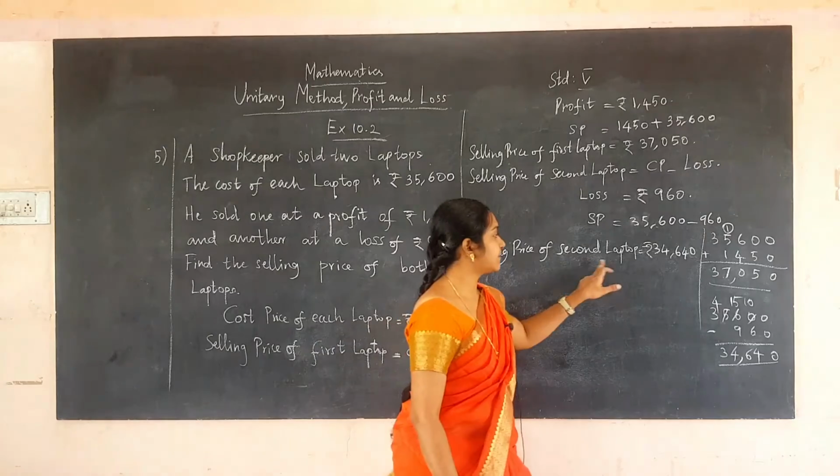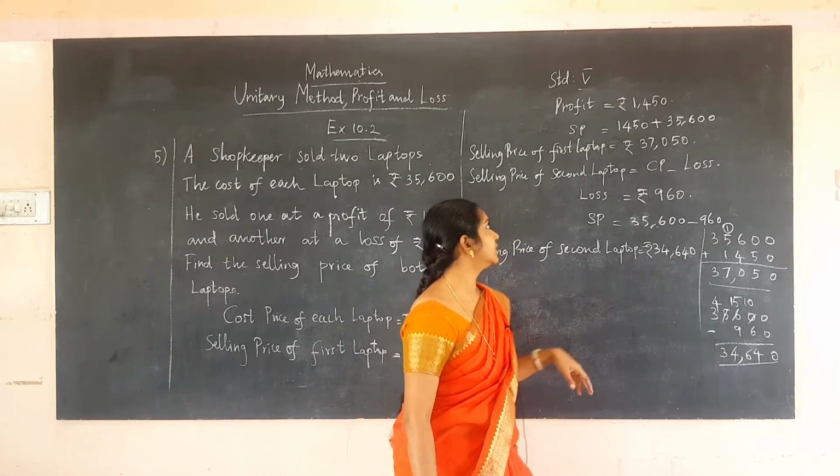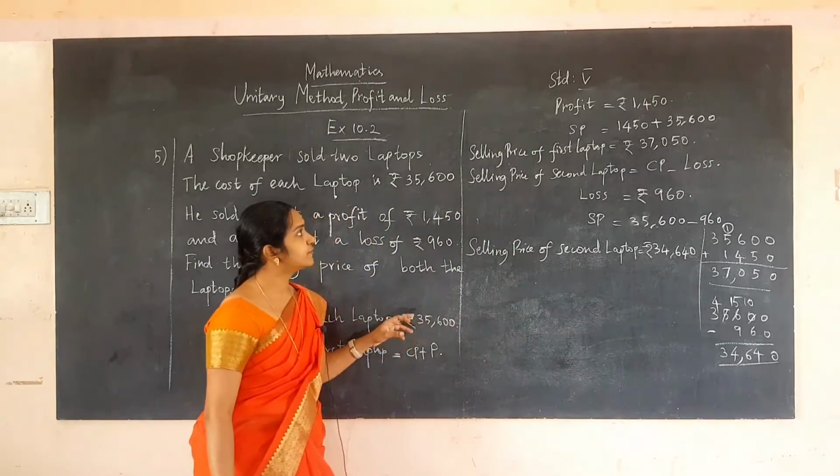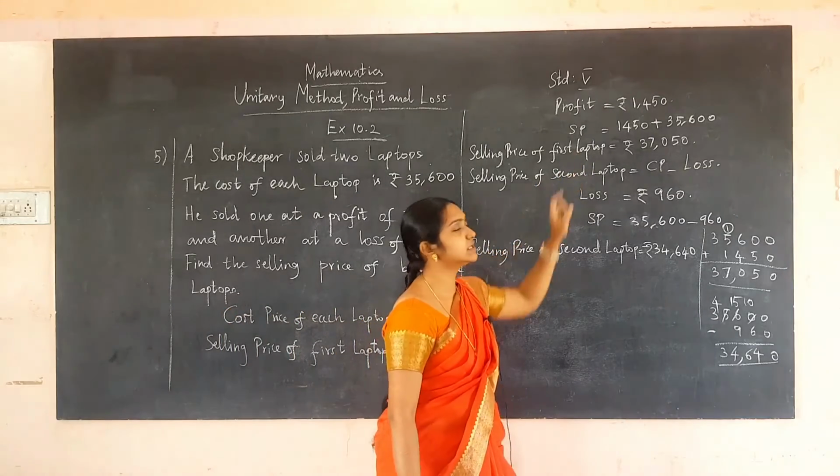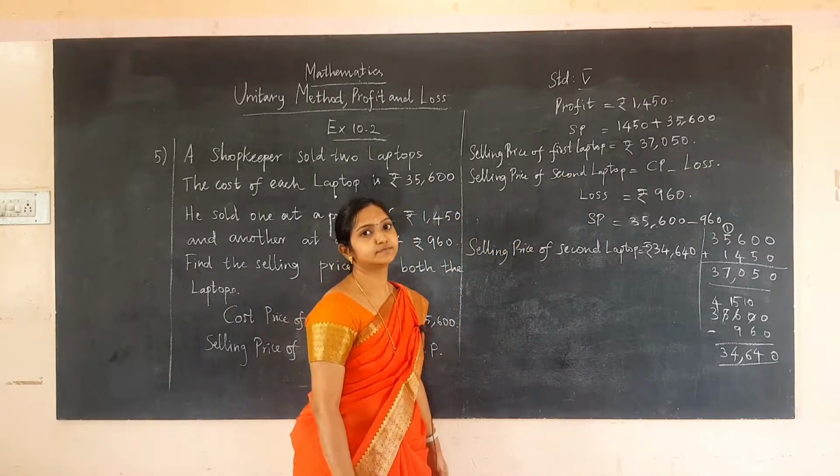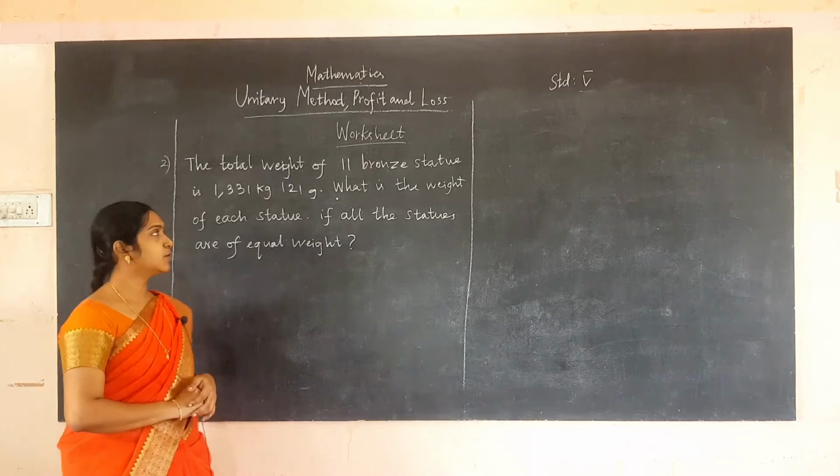Selling price of the second laptop is 34,640 and the selling price of the first laptop is 37,050. Now let us solve the problems in the worksheet.